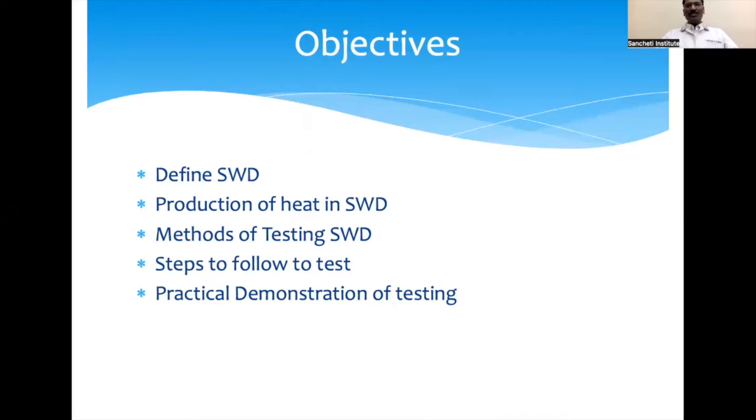So today's objectives are: we are going to understand how to define shortwave diathermy, discuss the production of heat in shortwave diathermy, and then the different methods of testing the shortwave diathermy apparatus, the steps to follow to test the apparatus, and finally the practical demonstration of the same.